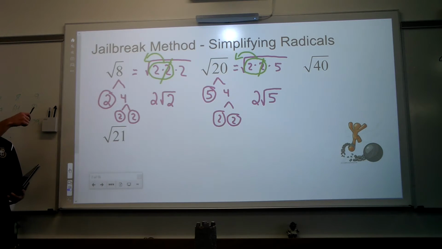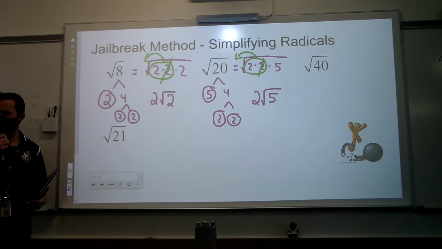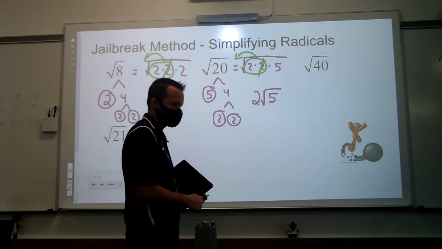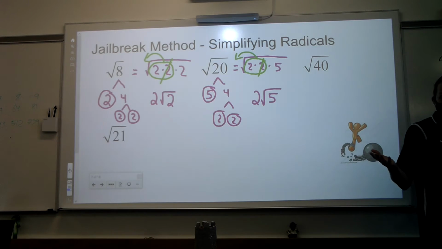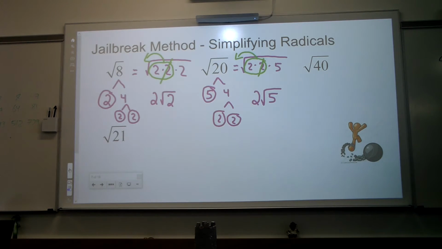Okay, I want you guys to break down the square root of 40 and the square root of 21. See if you can do the next 2 on your own. Go over with the buddy, just don't escape or die. What if they can't escape? No one can escape the jail of 21.